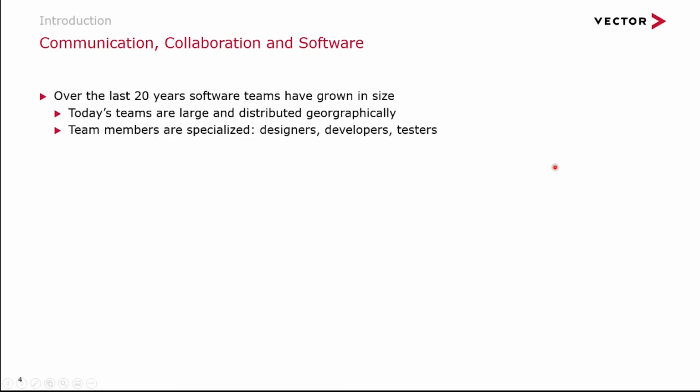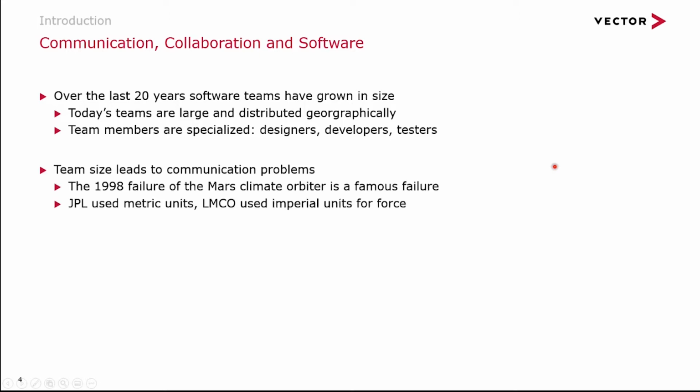So just continuing, over the last 20 years, software teams have grown quite a bit in size. Today's teams are large and distributed geographically, probably with COVID even more distributed than they were pre-COVID. Team members have become specialized, right? So we've got designers, developers, and testers. You might have a variety of other roles, but those are the 3 that I commonly refer to. And this team size increase has led to communication problems.